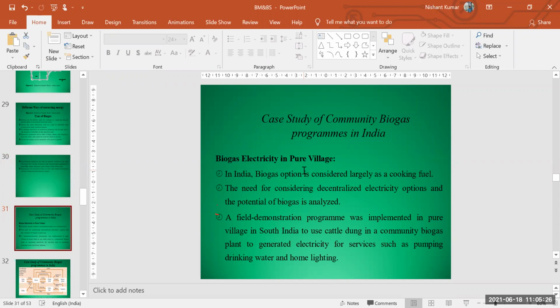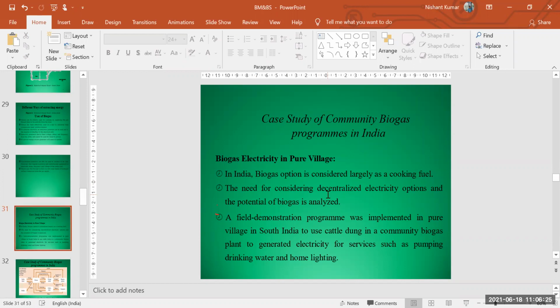These case studies are taken from India. One is from Karnataka, and one plant has been taken from West Bengal. And this Pure village is, I think, from Varanasi or somewhere in Uttar Pradesh. This is one of the villages present in Uttar Pradesh. Now this is being used for electricity purposes, so we could account and see how it is being used. In India, the biogas option is considered largely as a cooking fuel.